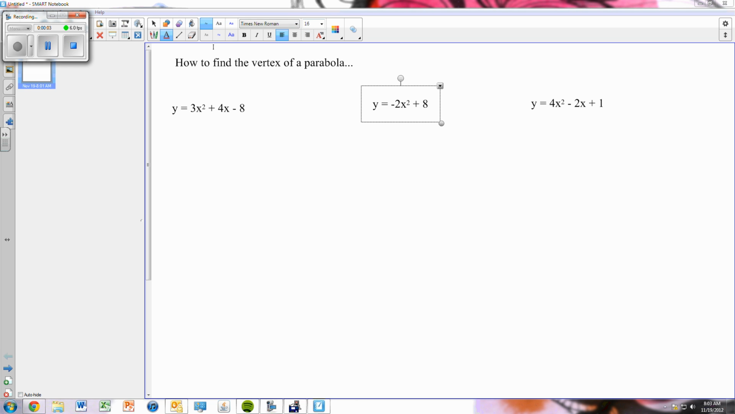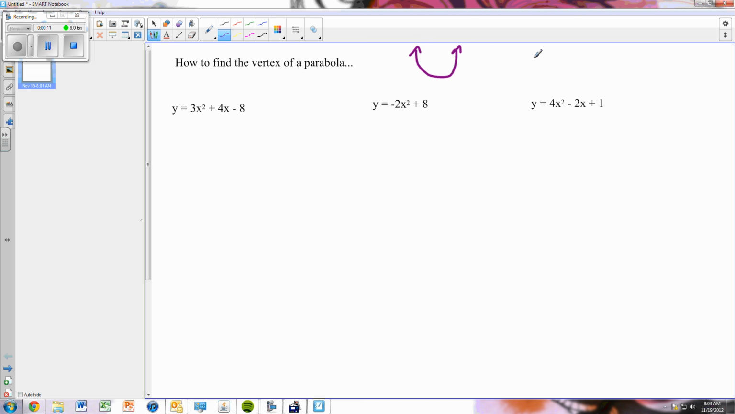The first thing we're going to talk about today is how to find the vertex of a parabola. So a parabola, if you'll remember from last class, is the U-shaped graph that looks something like this. It either opens up or it opens down. And there are different things that we can do with those parabolas.